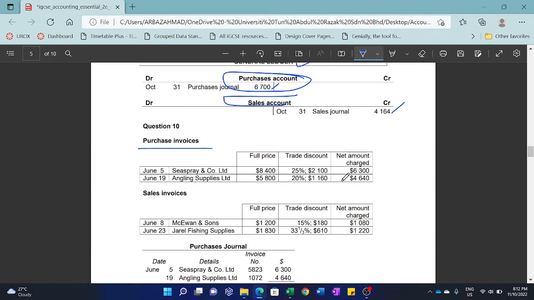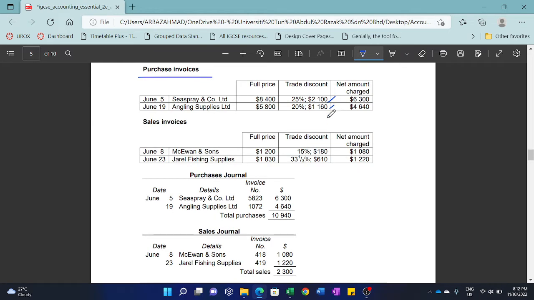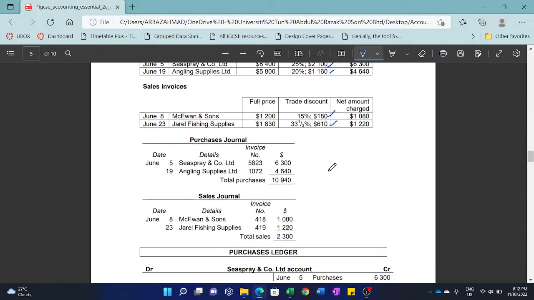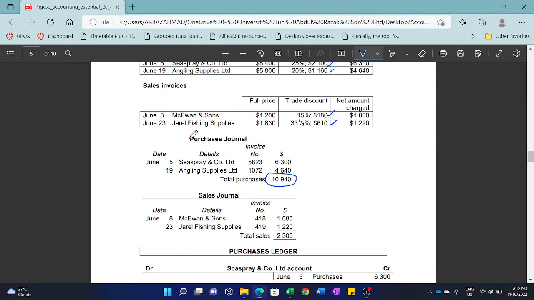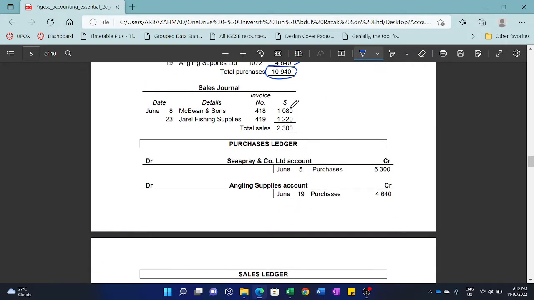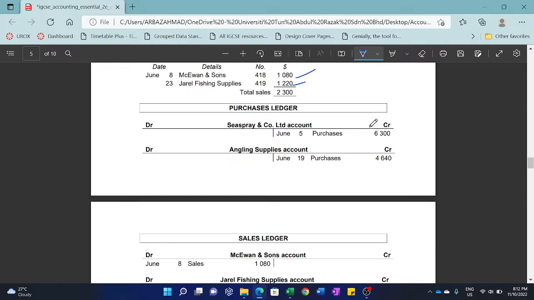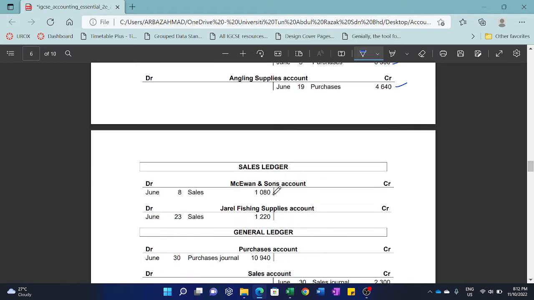Then we have question 10, kind of similar. You are supposed to calculate the trade discount. Just check you get the trade discount right. You get the total right in purchase journal, the values here, sales journal, the values here, and then these values.